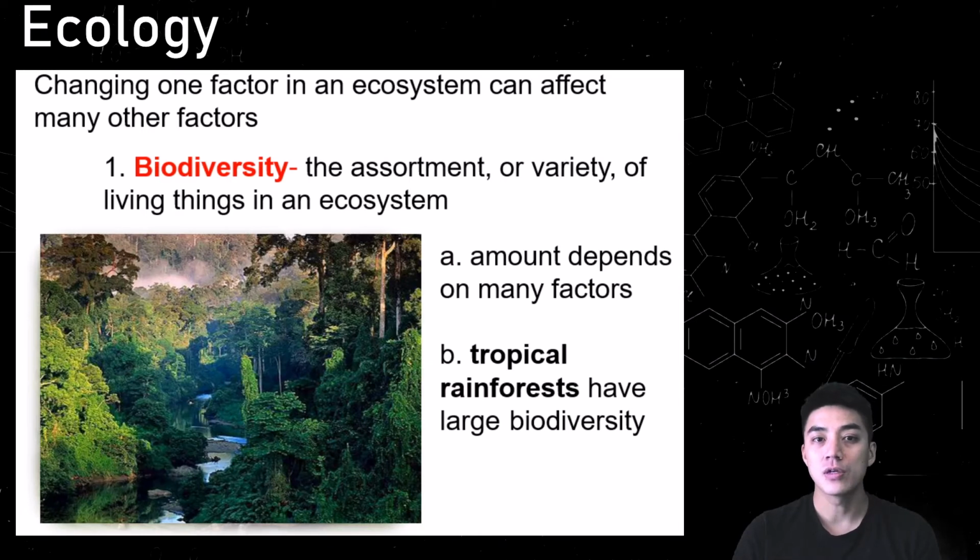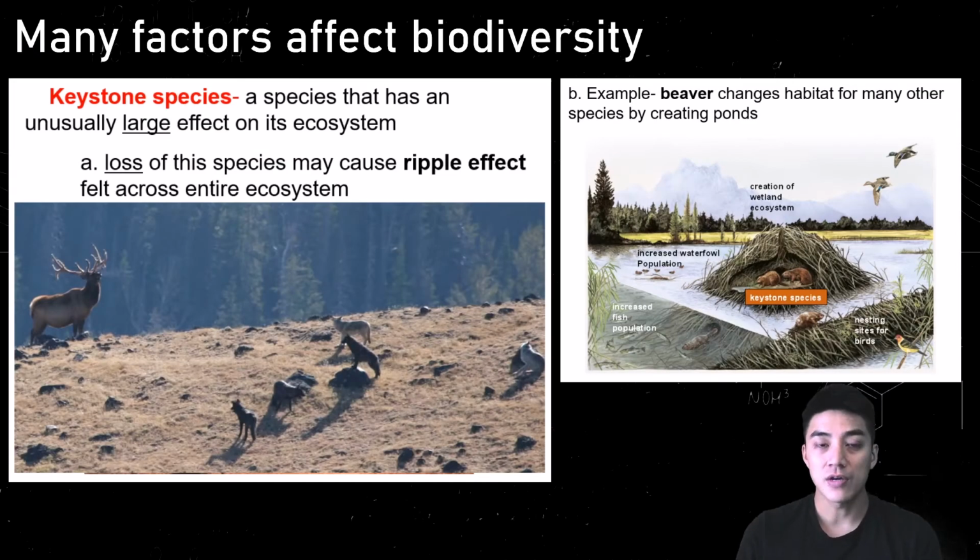Biodiversity is the assortment or the variety of living things in an ecosystem. So for example, tropical rainforests have a large biodiversity. It's got a wide range of different species and animals, flora and fauna and plant species, and they all interact with one another, so it creates a large biodiversity. Many factors affect biodiversity. So for example, if you lose a keystone species, or a species that has an unusually large effect on an ecosystem, this causes a ripple effect.